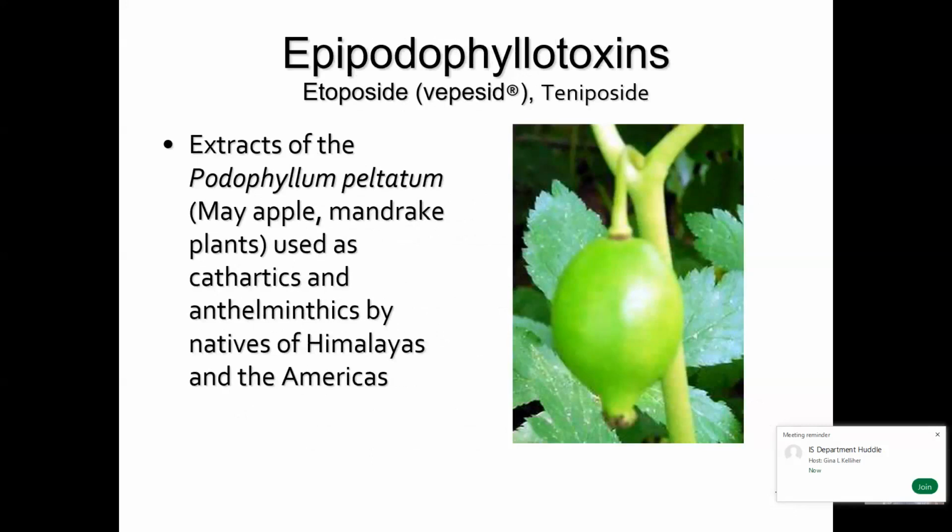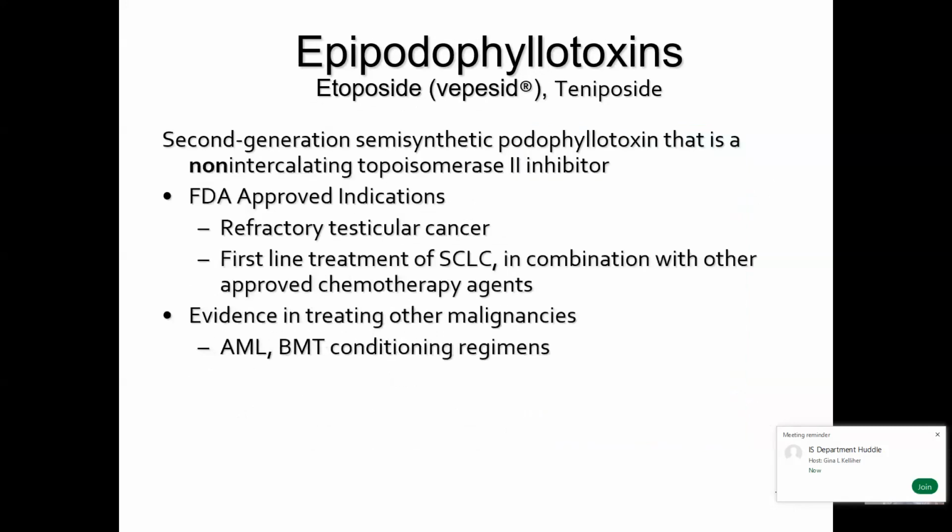Skip these. We'll quickly go to etoposide. Again, this was found by screening. These are not intelligently designed products. This had been used a long time by native people. It is the 2nd-generation semi-synthetic drug. It's non-intercalating, so it's a pure topoisomerase 2 inhibitor.